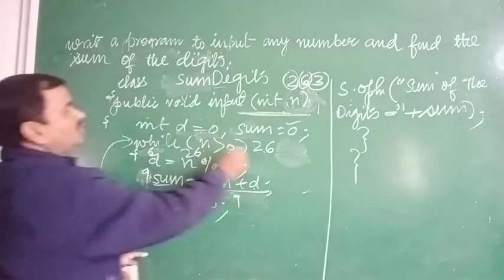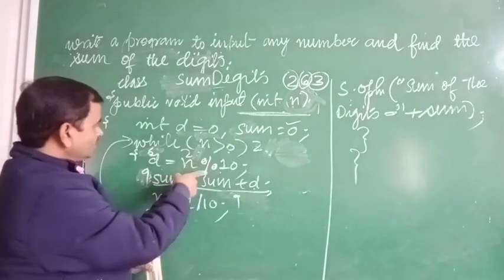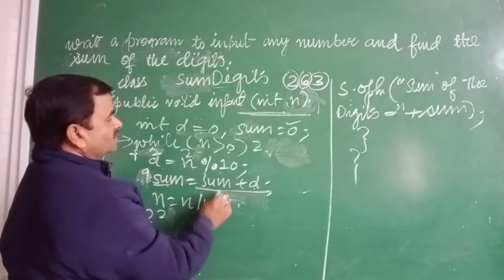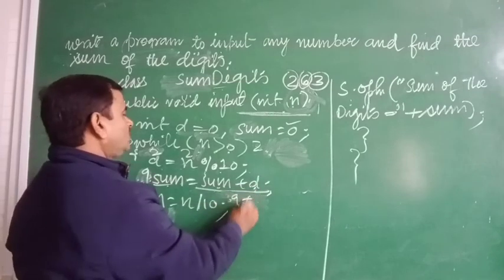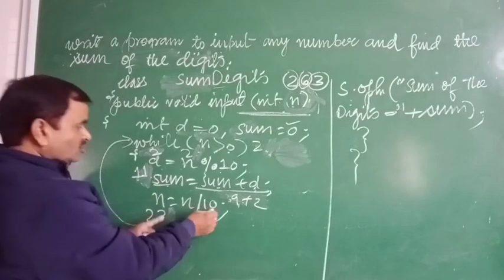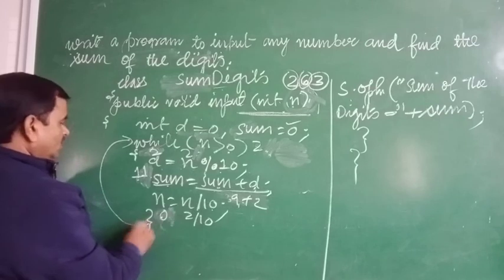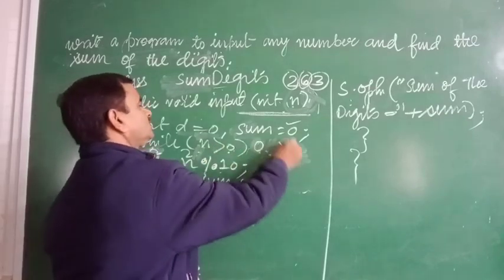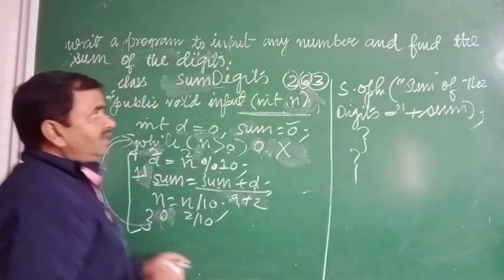Going back, 2 is greater than 0. Condition true. 2 modulus 10, what answer will come? 2. Sum equal to sum plus d. The value of sum is 9. Sorry, the value of d is 2. So 9 plus 2 equal to 11. It will be stored in variable sum. n equal to n upon 10. Now 2 upon 10, the value of n will be 0. The control will go back to the while loop. 0 greater than 0, condition false. Your control will jump outside of this loop body and it will reach here.